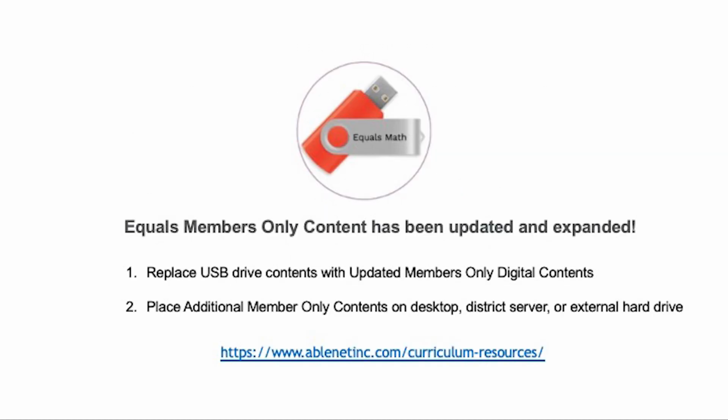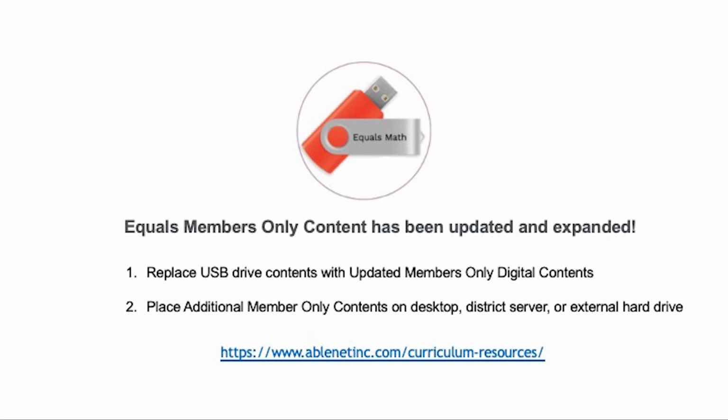To access the most up-to-date version of Members Only, you can request a downloadable link sent to your email. To locate the Members Only content, as well as additional Equals Math resources, go to www.ablenetinc.com/curriculum resources and click on Resources. From there, select the Equals Math resources link. On this page, you will find a variety of Equals Math resources, including links to the pre-recorded trainings, Equals Technology Lesson Center, and standard alignments.